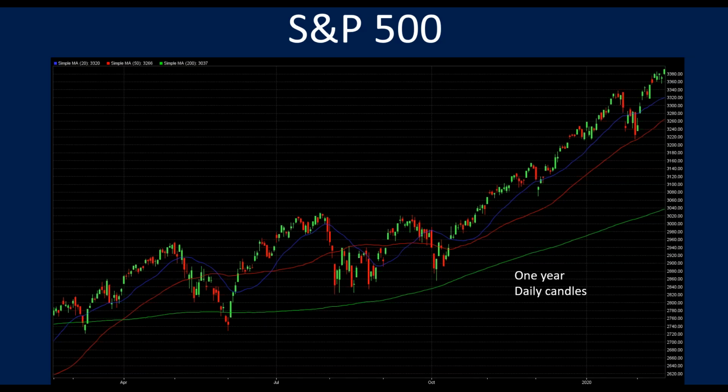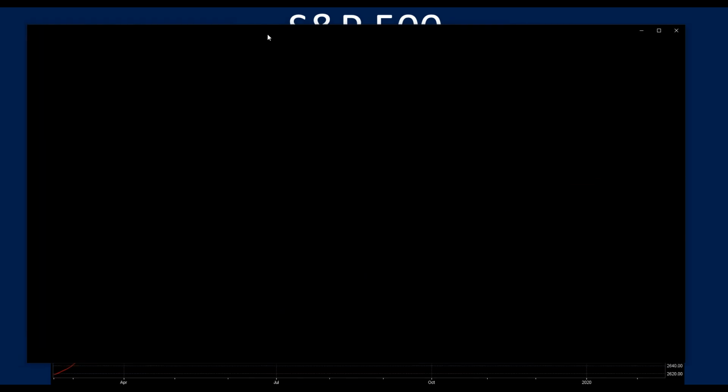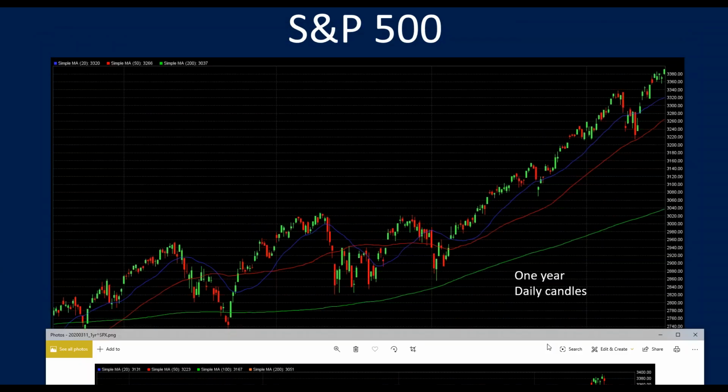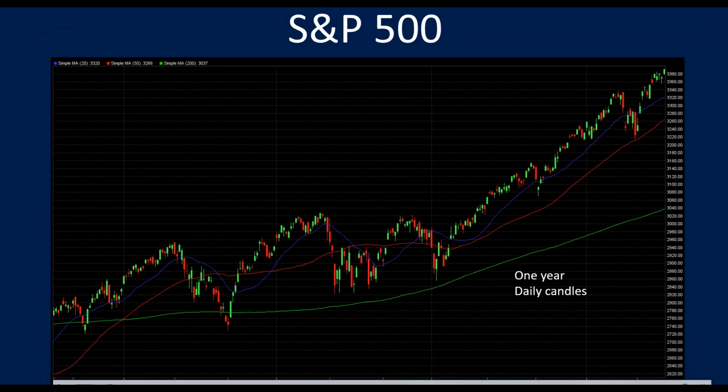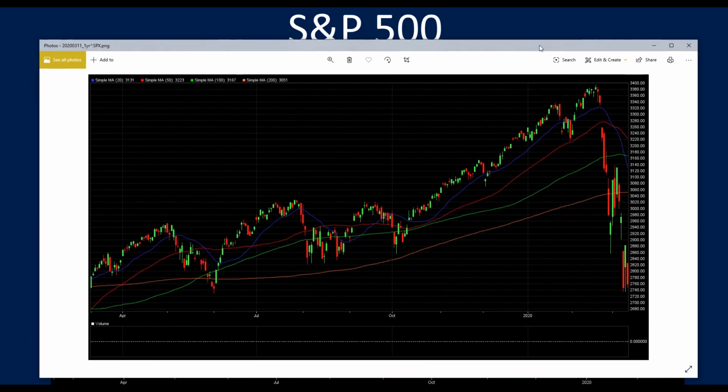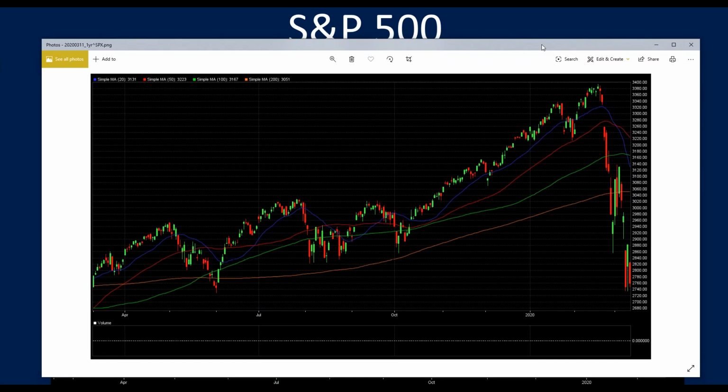Let's see, 1 year chart. Here it comes. There we go. Yeah, so you can really see the difference. Our last workshop was pretty much right at the top. Yeah, and now we are not right at the top. This is again a 1 year view. Every candlestick is a day.